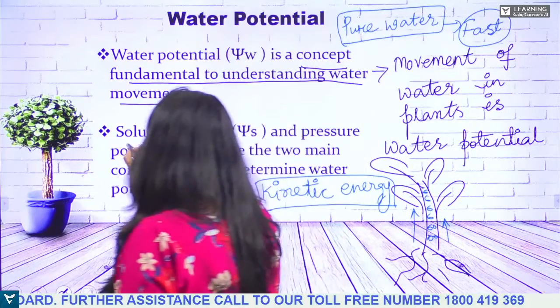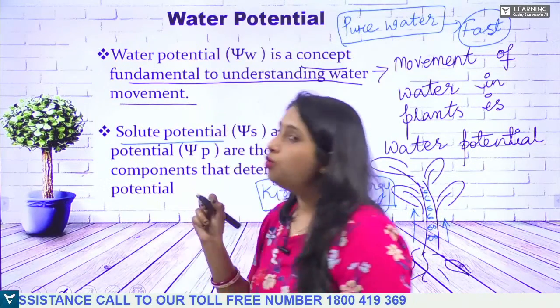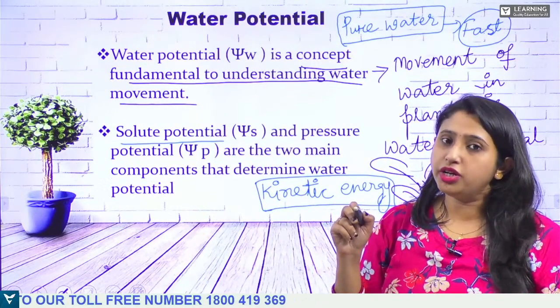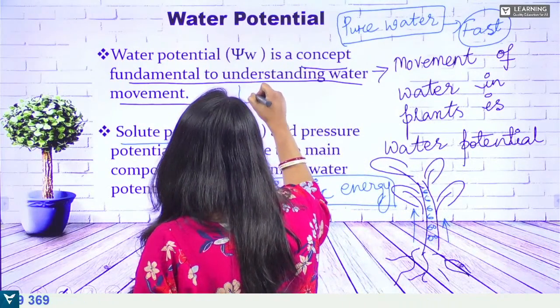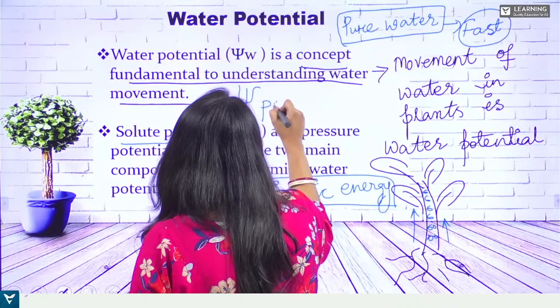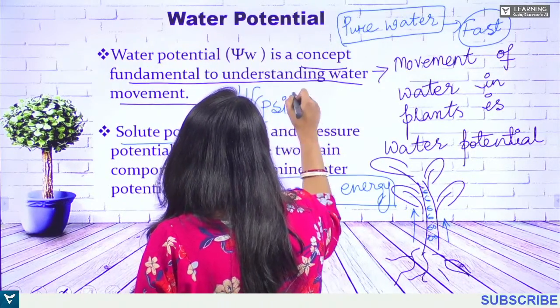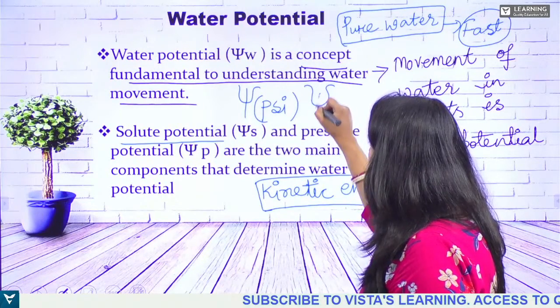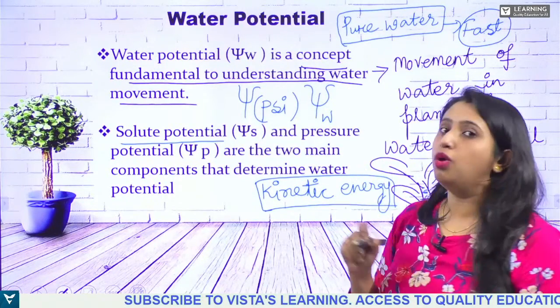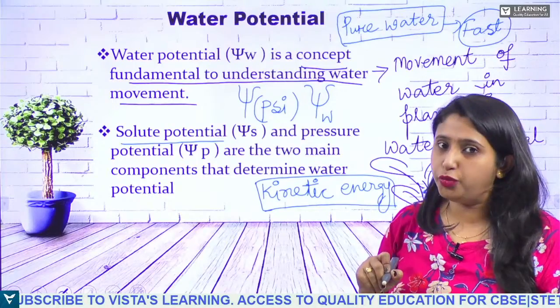One is solute potential. Water potential is denoted by a symbol, that is psi. This symbol is known as psi, and down below you have to write W. W means water. This is the symbol for water potential.